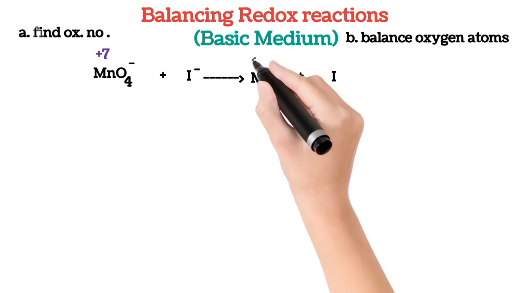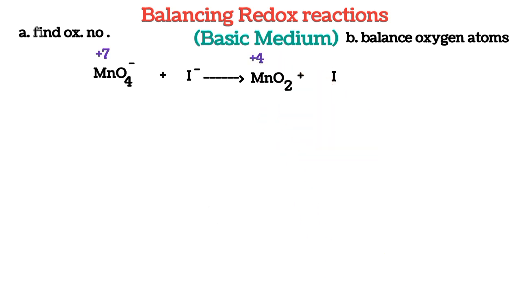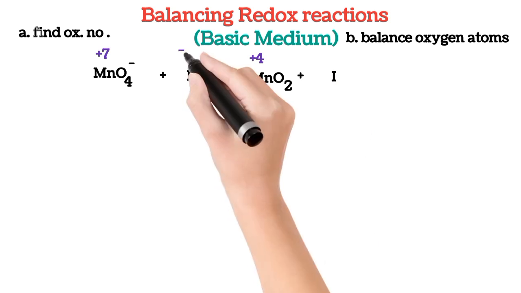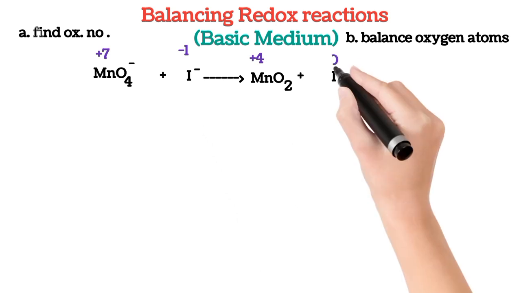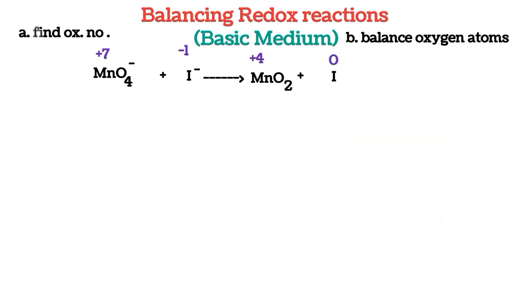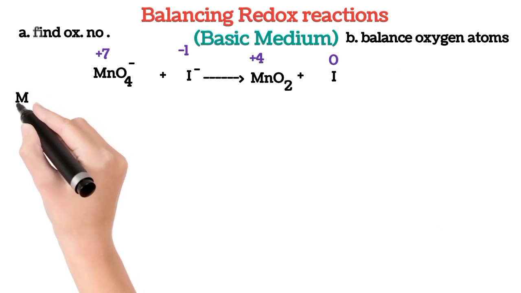The oxidation number of manganese in MnO4 minus is plus 7, and it has changed to plus 4 on the product side, that is in MnO2. That means it has gained 3 electrons. That is going to be reduction, a decrease in the oxidation number. Iodine minus 1 has changed to 0 on the right hand side. Minus 1 is less than 0. That is an increase in oxidation number.